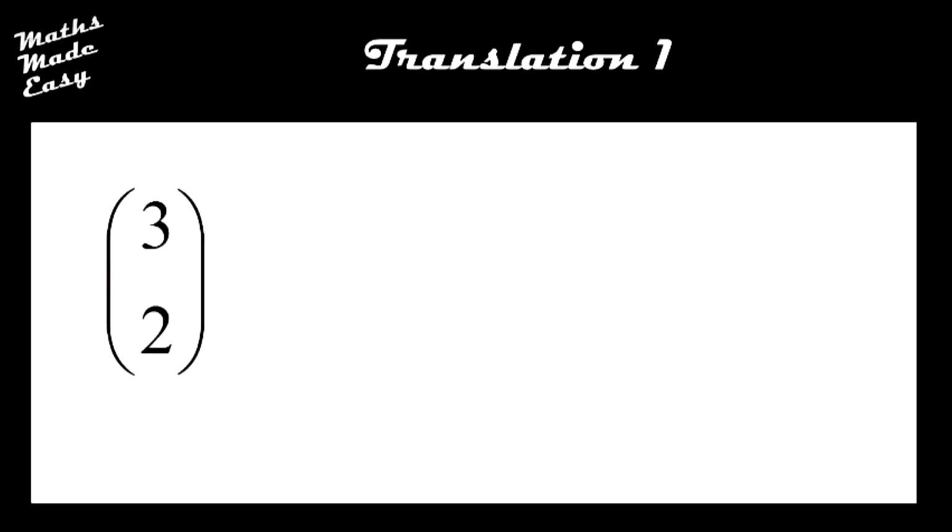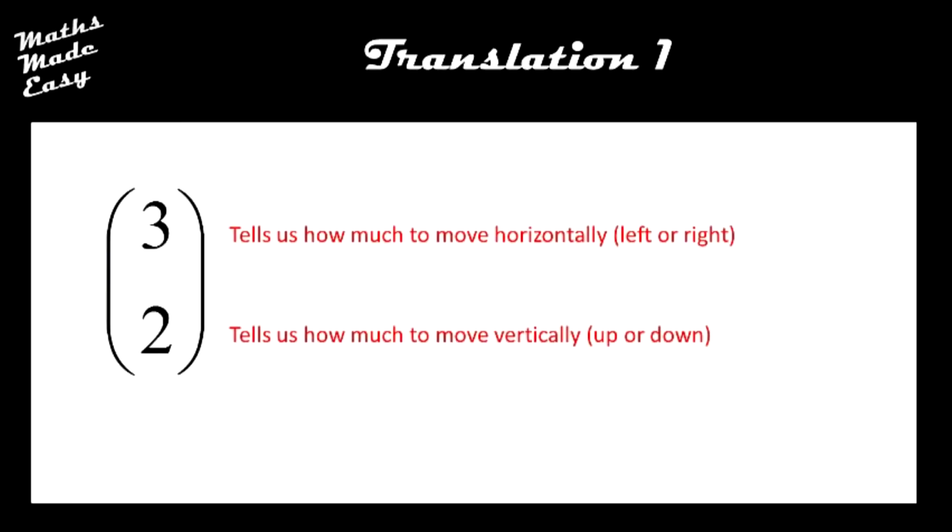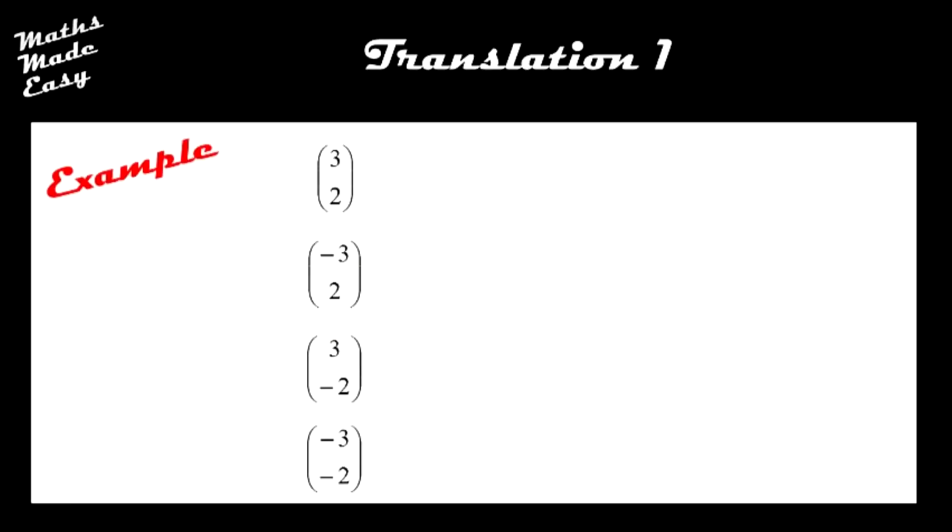So this one is a nice tall bracket and on the top is the number 3. The number 3 tells me to move 3 in the horizontal axis, or the x-axis, and the number at the bottom tells us how much to move vertically, that's up or down, and whether they're positive or negative tells us which direction we're going along those axes. So let's have a look at some examples.